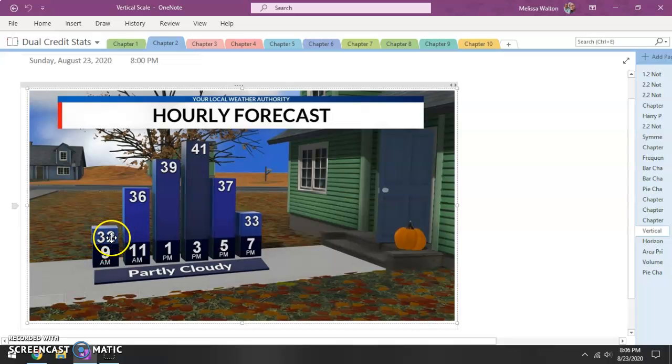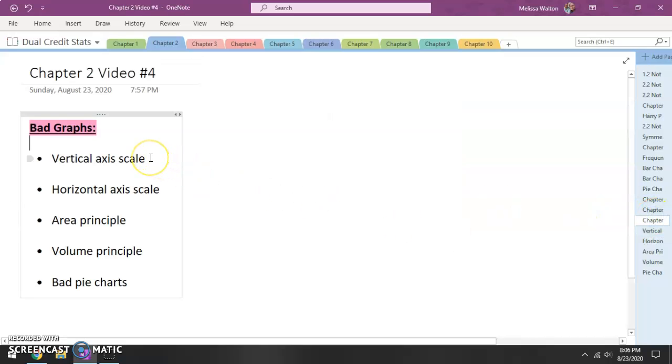So be careful. It looks like you really peaked in temperature when in all actuality it only went up by 9 degrees. So always try to start your vertical axis at 0 so then you can actually see what the actual change is. So that is a vertical axis scale.